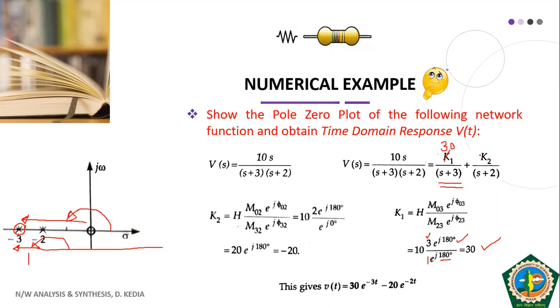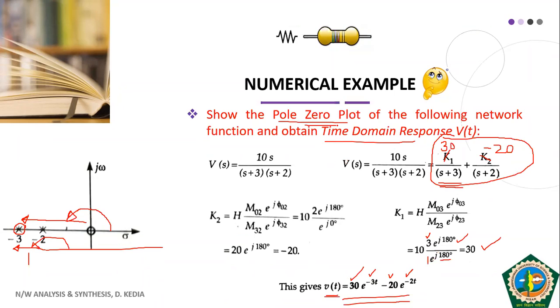And we have k2 equal to minus 20. So we have obtained k1 and k2. Now this is a straightforward expression. You apply the inverse Laplace transform. What do we get? 30 times the inverse Laplace of 1 by s minus 3, which is e raised to the power minus 3t, then minus 20 e raised to the power minus 2t. Straightforward answer. This is what we have done. We have obtained v(t), which is nothing but your time domain response. So we have obtained the time domain response with the help of the pole zero plot.